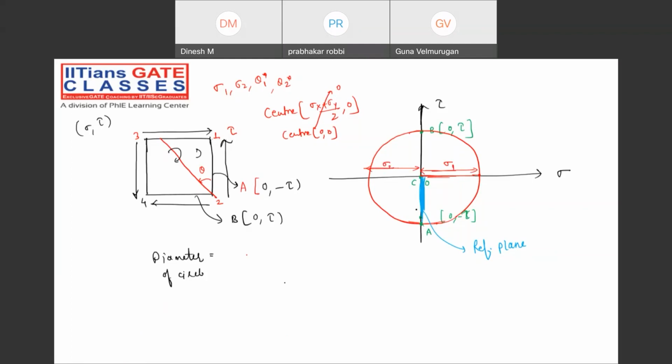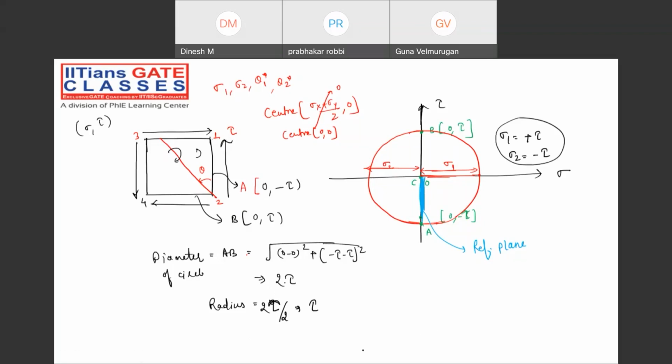The diameter of the circle will be the distance between A and B, which you can calculate as 0 minus 0 whole square plus minus tau whole square. You will be left with tau. Then what about the radius? Tau by 2. Check it out. Sorry, it is 2 tau. When it is 2 tau, the diameter is 2 tau, yes or no, guys? And the radius will be tau only. So what is sigma 1? Plus tau. Sigma 2 will be minus tau.